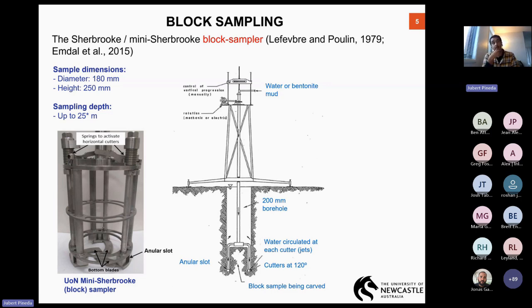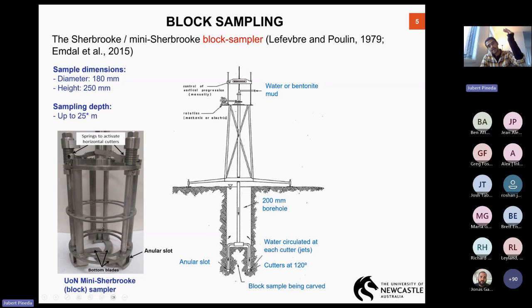It's preferred to rotate the mini Sherbrooke at very low speed, and that's controlled by the drill rig. So the rotation starts, and the annular slots start to carve laterally the soil around the bottom of the sampler until we reach the maximum height that we can reach with this sampler, which is 250 millimeters.